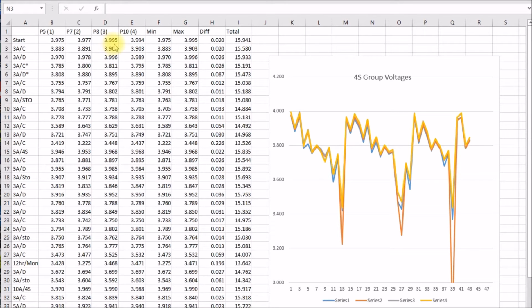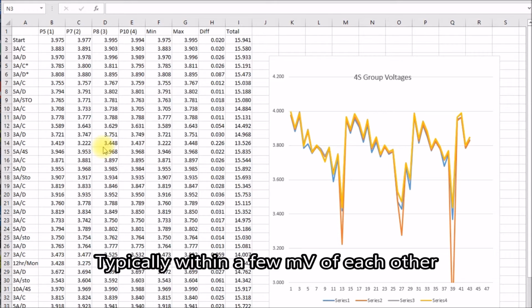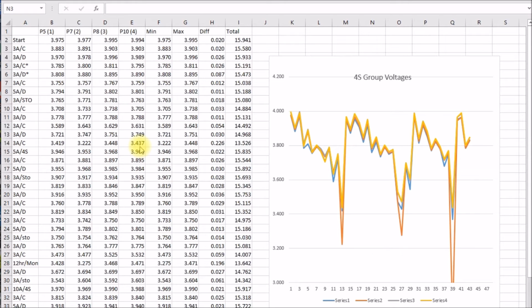I mean, they started out 3.995, 3.994, right before I recharged, 3.448, 3.437. So that's telling me that packs 8 and 10 are pretty closely matched to each other in capacity, and they follow each other quite well. And it's showing me that pack number 7 is quite a bit lower capacity. It tends to drop out. Like here, right before I recharged it, we were 3.222, and everything else was 3.4 something.